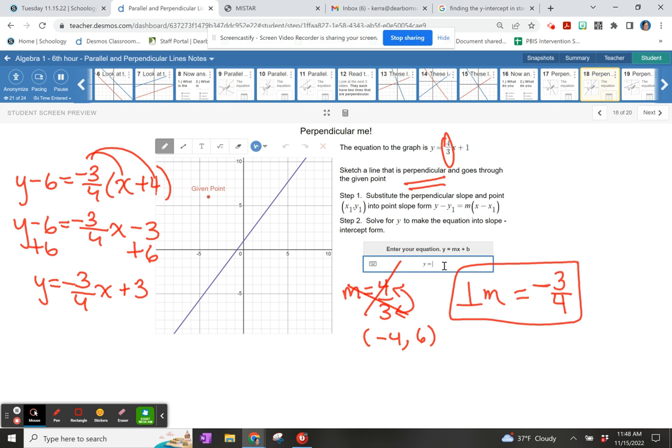So just by entering negative 3 over 4x, you can see that this is in fact a right angle because it's a perfect 90 degrees, but it doesn't go through the point yet. So you can do the y-intercept that we found over here, and then that would get you the perpendicular line that goes through the point negative 4 comma 6.